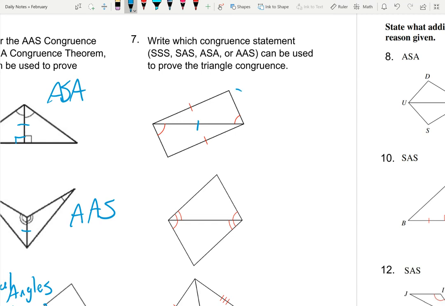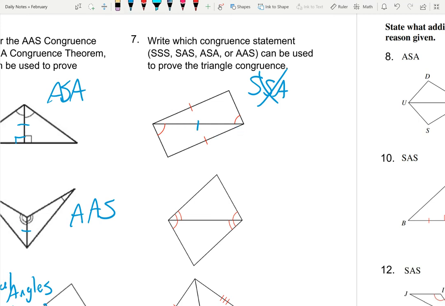With this one, kind of tricky, but let's focus our attention on one of the triangles. If we focus our attention just on the top triangle, we have a side, and let's work our way around. Side, angle. Oops, I wrote the wrong letter there. Side, side, angle. Again, side, side, angle is not one of our 4 congruent postulates.